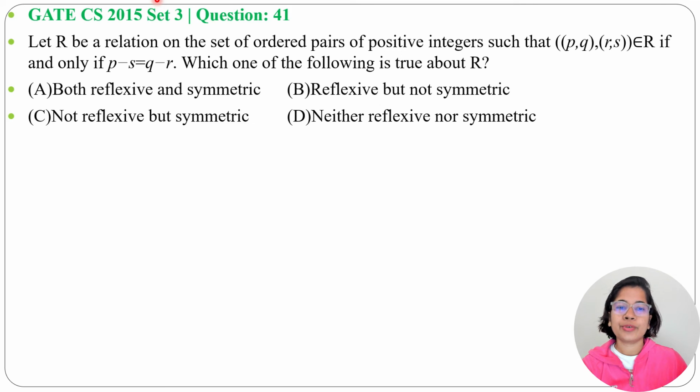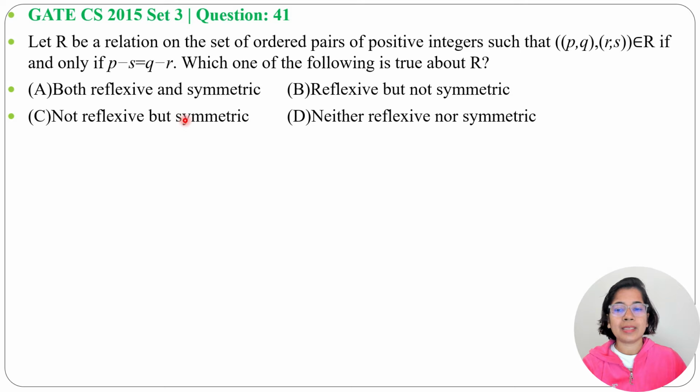Let's solve one previous question of set theory. This question was asked in GATE CS 2015 set 3, question number 41. Let R be a relation on the set of ordered pairs of positive integers such that (P, Q), (R, S) belongs to R if and only if P minus S equals Q minus R. Which one of the following is true about R? And 4 options are given.